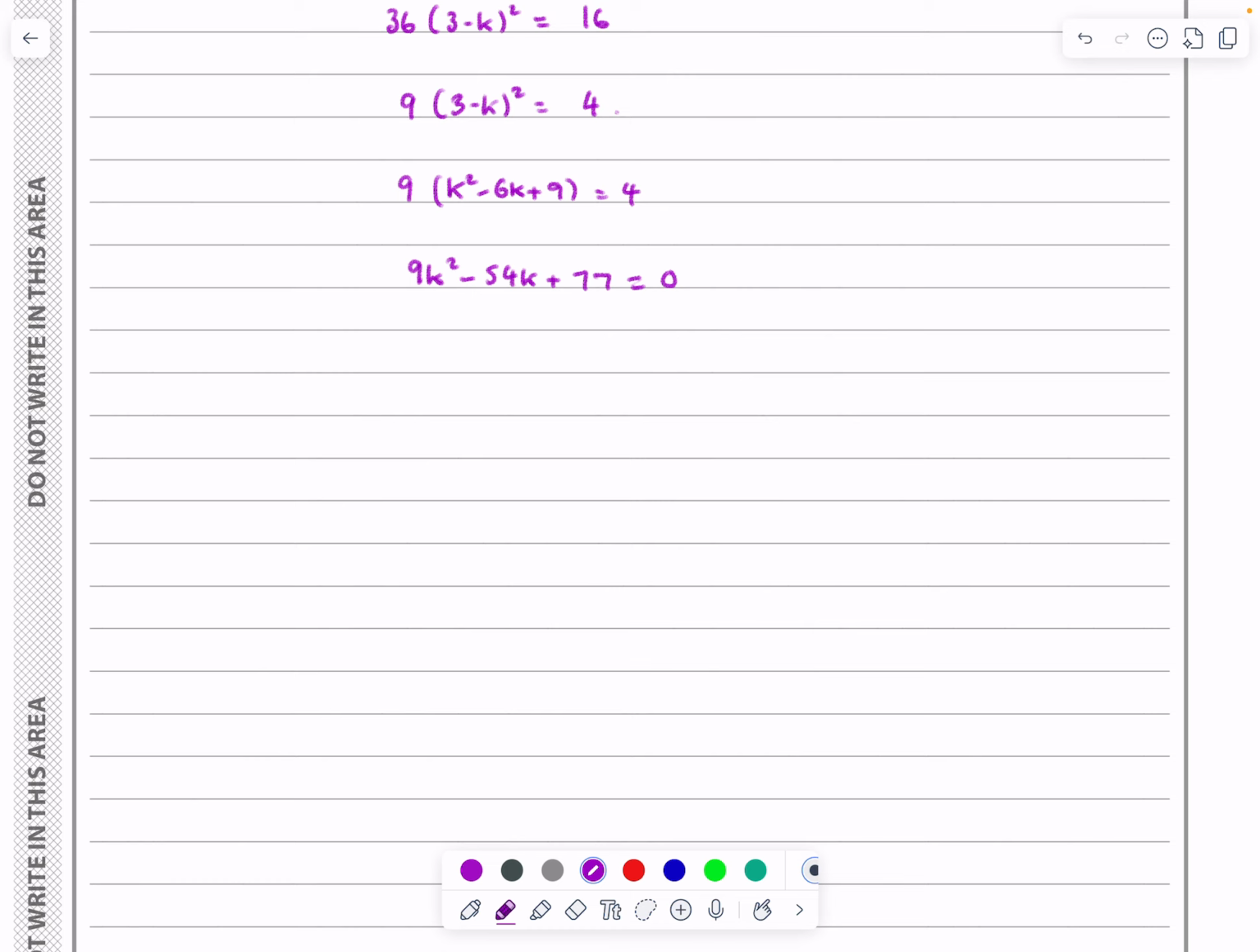I've got other videos that show you how to factorize a quadratic where a is greater than 1, so go and have a look at those. I'm not going to spend any time doing that, guys. The video is going to be too long otherwise. So this factorizes out to 3k minus 7, 3k minus 11, which will give me k equals 7 over 3 or k equals 11 over 3 as my two values for k.